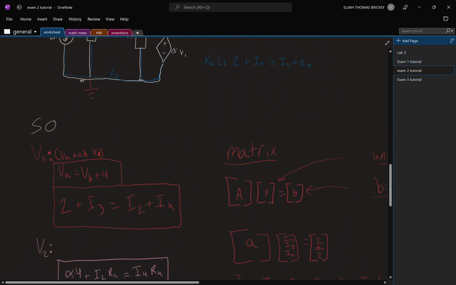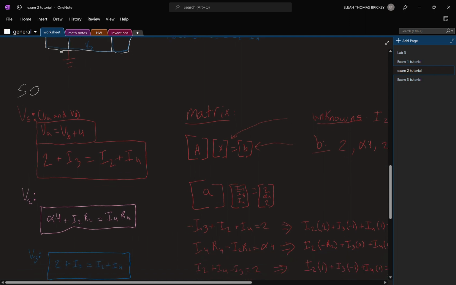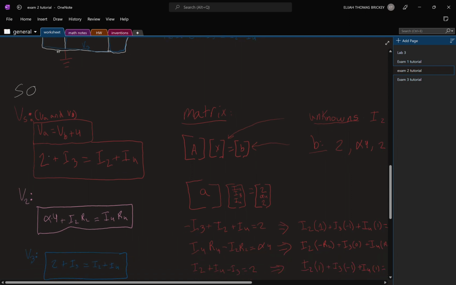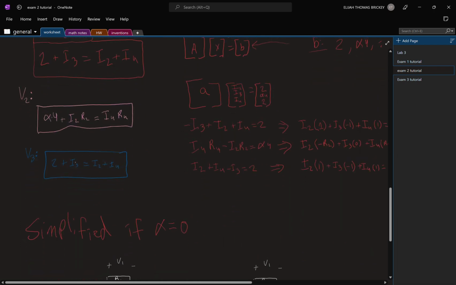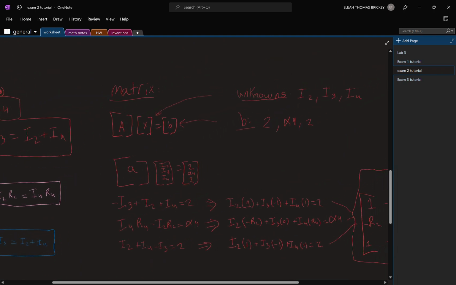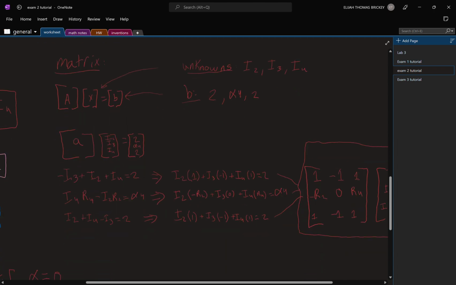And so now the next step is to plug it into a matrix with AX equals B. For Vs, we have these two equations. I have to decide which ones to use. V2 is this one, and V3 is this one. I found the unknowns to be I2, I3, and I4. And B, the solutions, to be 2, I4, and 2. Right here is it set up without A.